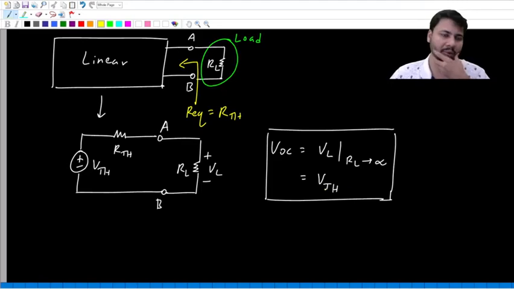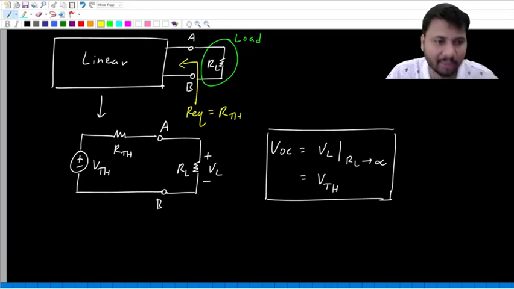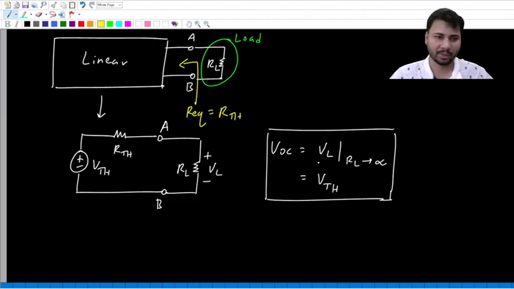So I hope now you have understood what is Thevenin voltage and what is Thevenin resistance. Thevenin voltage is the same as the open circuit voltage, and Thevenin resistance is the same as the equivalent resistance seen by the load. Okay, again I'll just write a couple of lines.